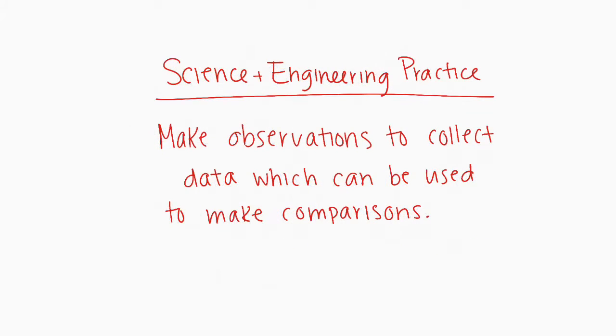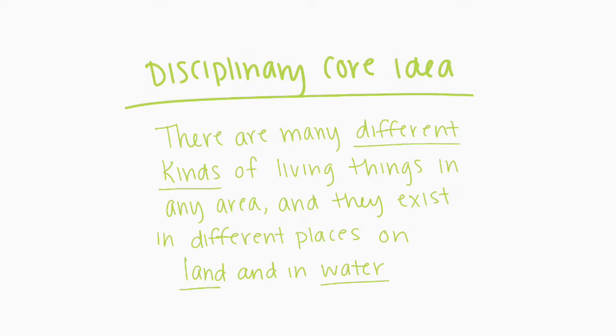The science and engineering practice that goes with this standard is make observations to collect data which can be used to make comparisons. The disciplinary core idea that goes with this standard is there are many different kinds of living things in any area, and they exist in different places on land and in water, with an emphasis on diversity of living things that can be in land and in water.